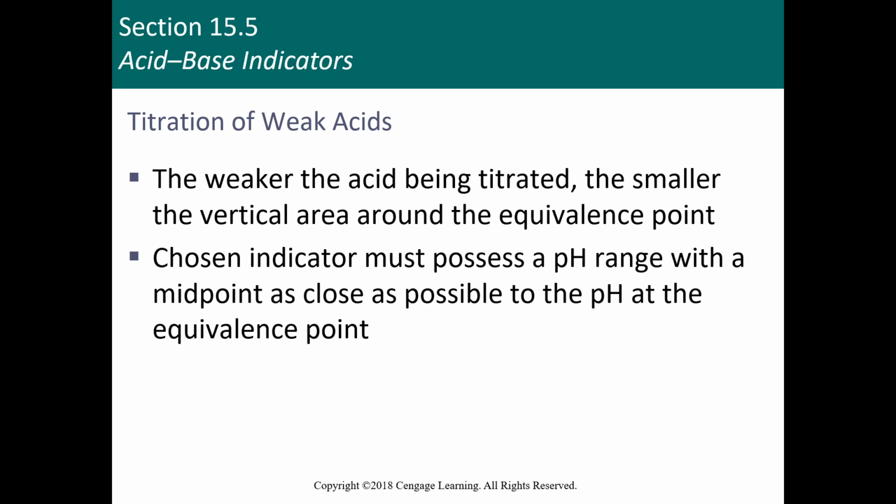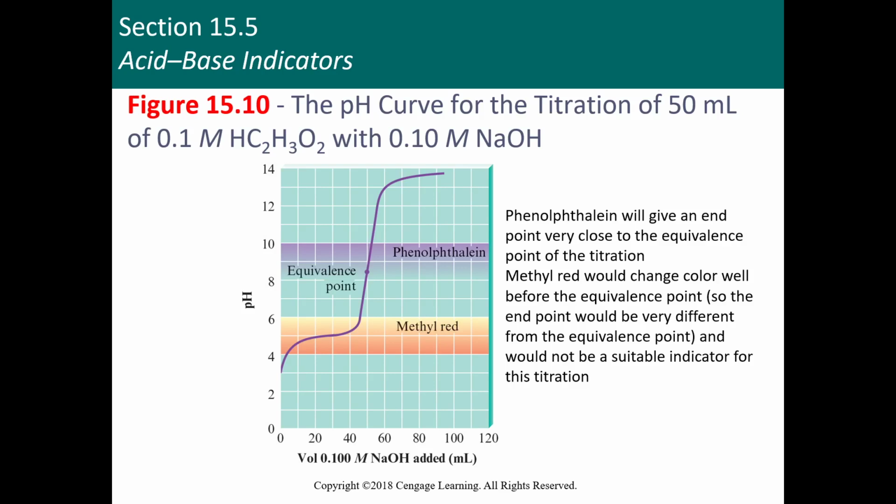So a chosen indicator must possess a pH range with a midpoint as close as possible to the pH at the equivalence point. Right here we see a weak acid. Here's our equivalence point. You see that now methyl red is not a good indicator at all. It changes color down here where you're still in a buffer region. Whereas phenolphthalein is an excellent indicator for this. If you can stop right when it starts turning pink, you will get right on top of the equivalence point perfectly. A great indicator.